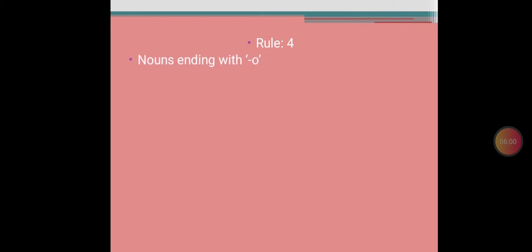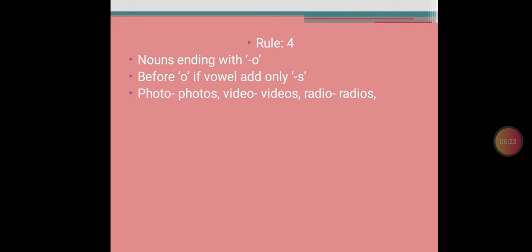There are some nouns that end with o. Suppose at the end there is o, and we can use them differently. Right now we just add s at the end of o when before o there is a vowel. Photo, photos. Video, videos. Radio, radios. So that is how at the end o we have added s.